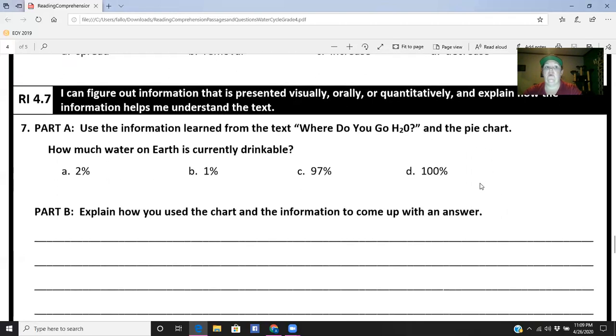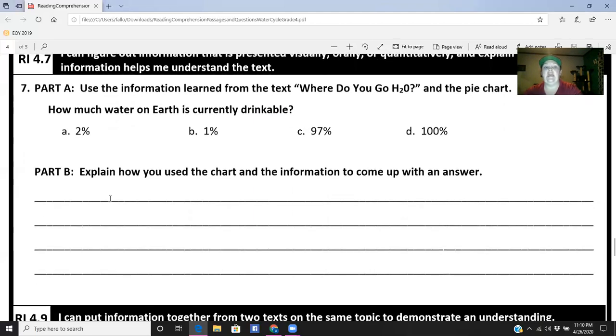Then, question 7 has 2 parts. Part A, use the information learned from the text, Where Do You Go H2O, and the pie chart. How much water on Earth is currently drinkable? That is the key. They don't want all the water on Earth. They only want the water that is currently drinkable.